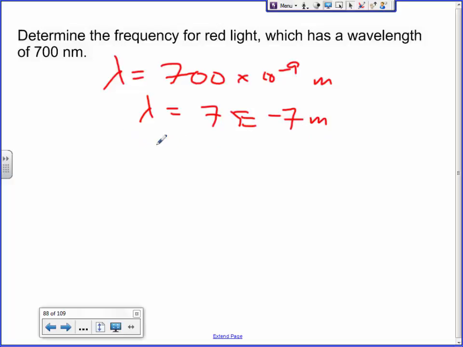And then we know the speed of light, which is, this is literally light, so the speed is 3 times 10 to the 8 meters per second.